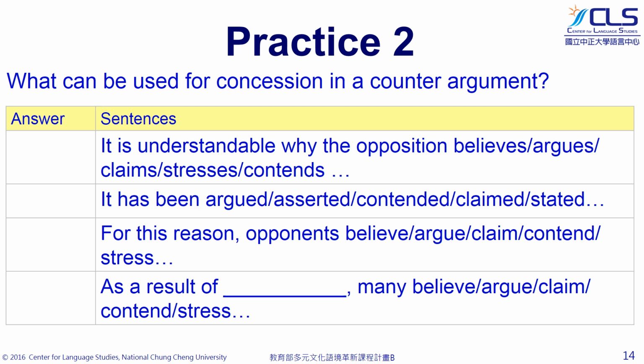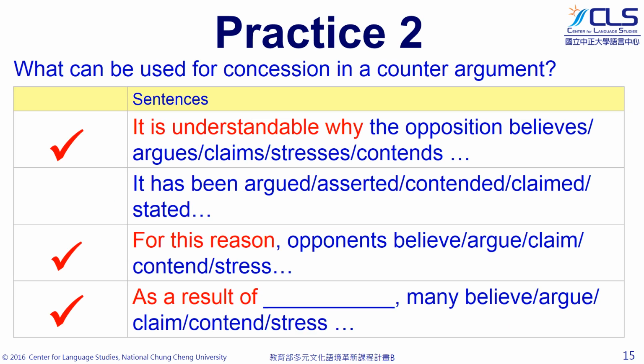Next, please choose the phrases that can be used for a concession. Okay, so here are the answers. As can be seen in the sentences, the keywords "it's understandable why," "for this reason," and "as a result of" are used to acknowledge the validity of the opposing views.